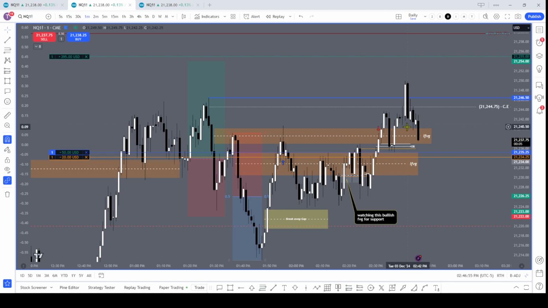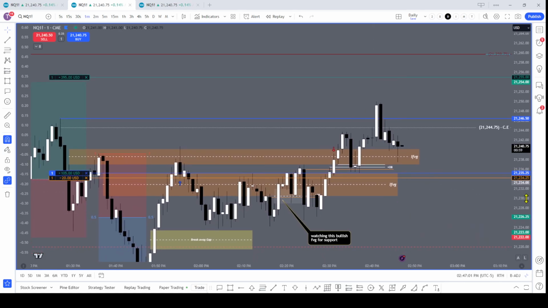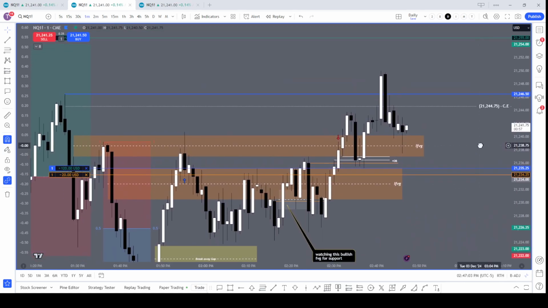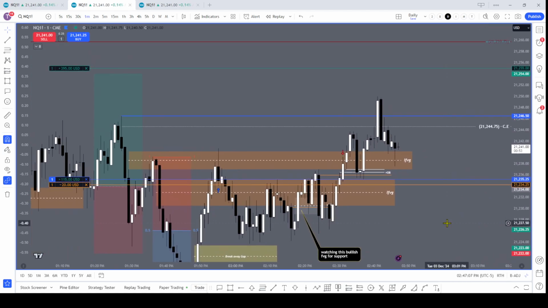Boom. 250 is coming up. But I'm committed to letting the trade play out. See how we tapped down beneath the inversion fair value gap? We still closed above it. That's still showing support.